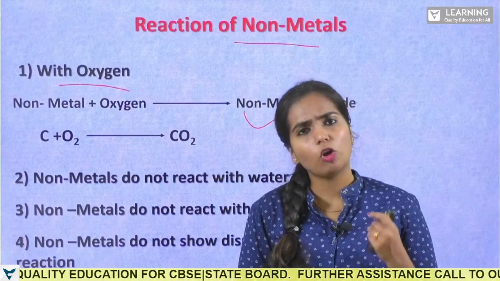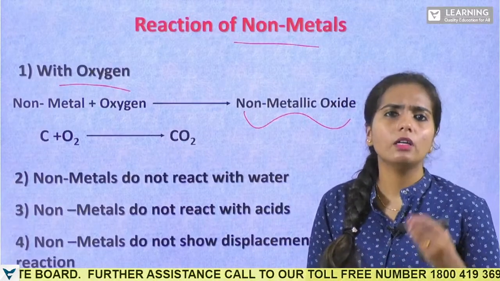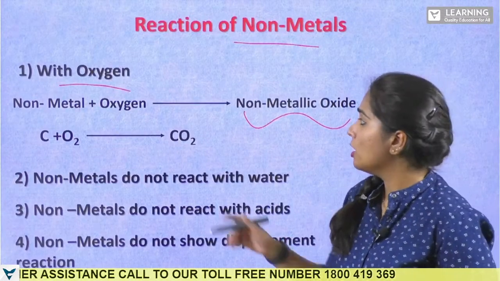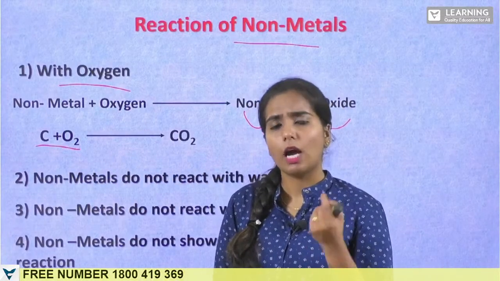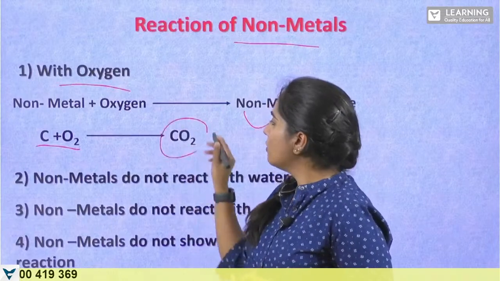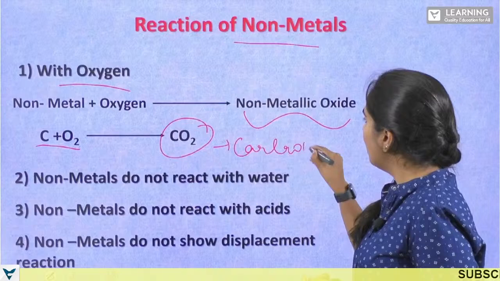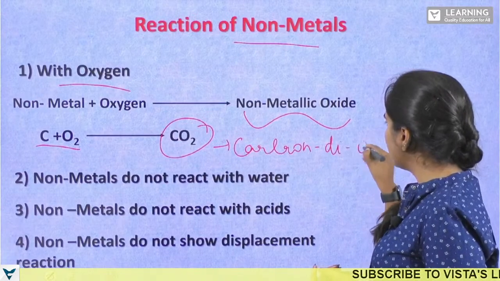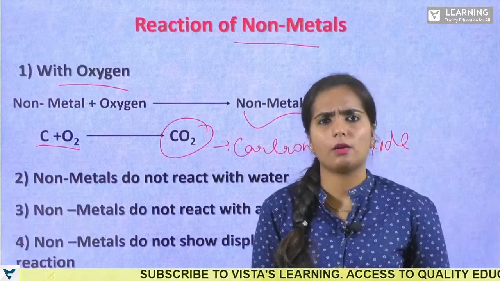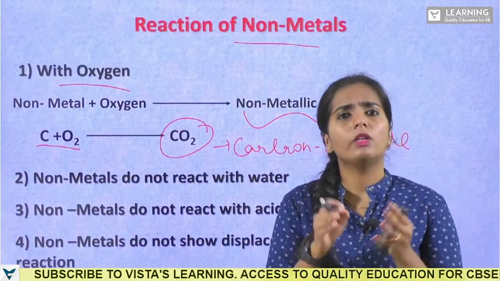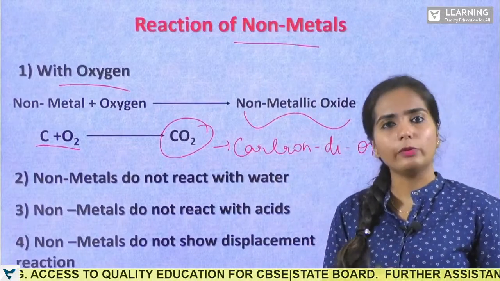There, you saw it gave a metallic oxide, right? Here it will be giving a non-metallic oxide. That is carbon and oxygen. You take carbon and oxygen and it gives you the formation of carbon dioxide, which is a non-metallic oxide. This is a very simple example: carbon plus oxygen gives carbon dioxide, a non-metallic oxide.